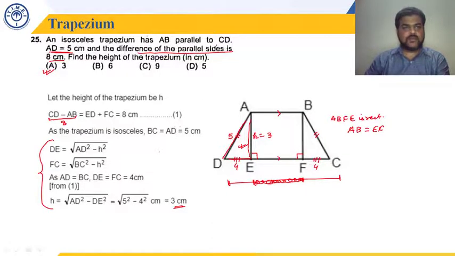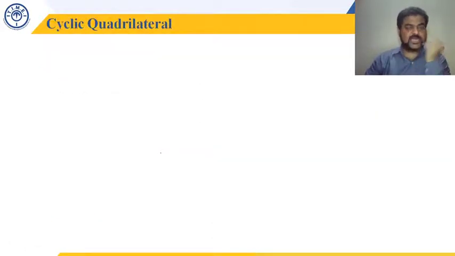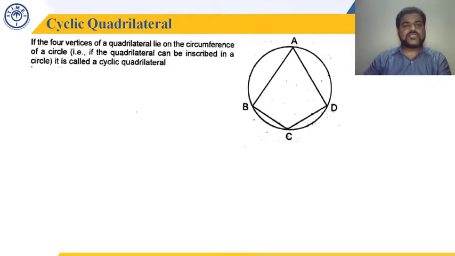Alright. Now let us look at what is a cyclic quadrilateral. So a cyclic quadrilateral is another type of quadrilateral. It is not a parallelogram, it is not a trapezium, it is a different kind of quadrilateral. So it's a quadrilateral in which all the 4 vertices lie on the circumference of a circle. Okay, remember this carefully. If all the 4 vertices lie on the circumference of a circle, then such a quadrilateral is known as a cyclic quadrilateral.